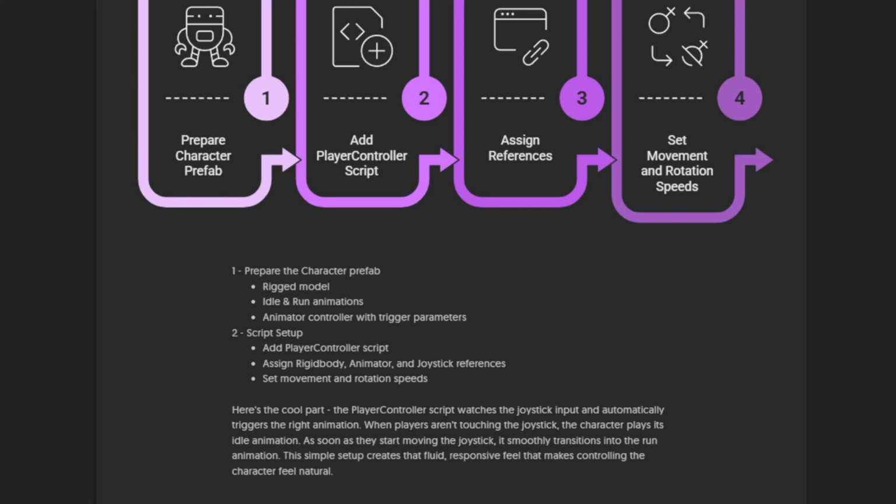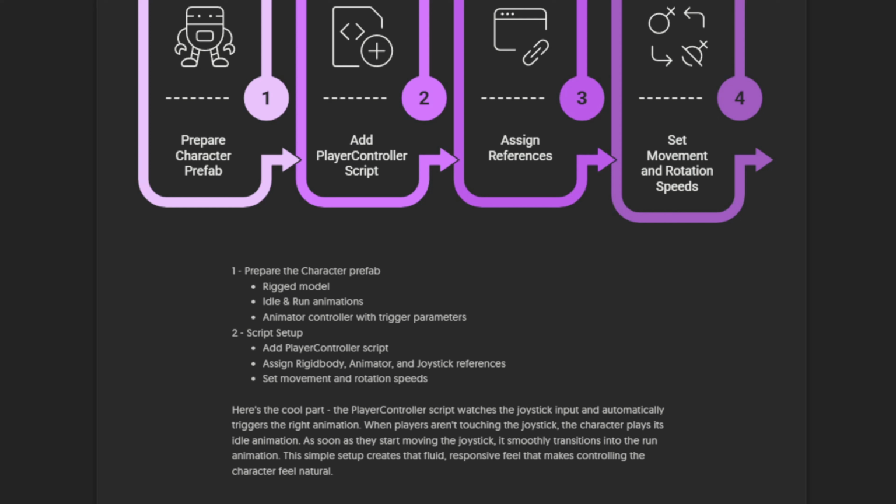First, I prepared my character prefab with a rigged model and two basic animations, one for idle and one for running. I set up an animator controller with trigger parameters to switch between these states. Then came the script setup, which was just a matter of adding my player controller script and hooking up all the necessary components. I connected the rigid body, animator, and that joystick we just created, then tweaked the movement and rotation speeds until they felt right.